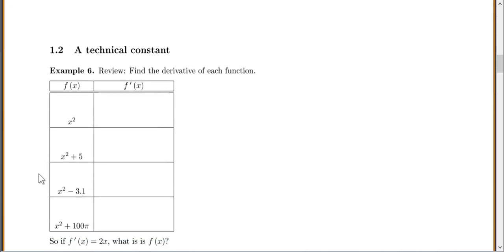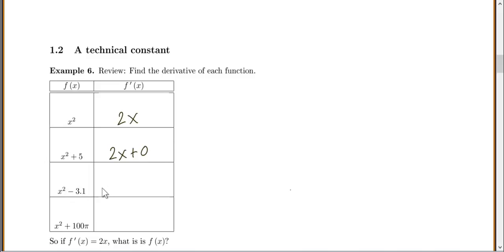So now we have a technical point. This is actually going to be very important, and we'll use it a lot. Let's look at all of these different functions and find the derivative of each one. The derivative of x squared is 2x. The derivative of x squared plus 5 would be 2x plus, what's the derivative of 5? Just 0, right? So just 2x.